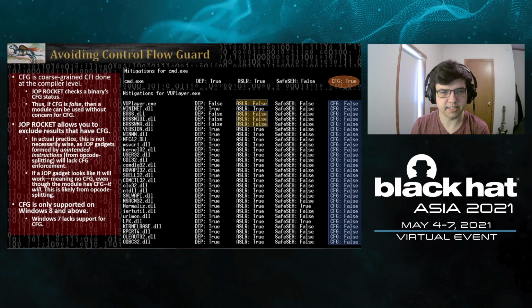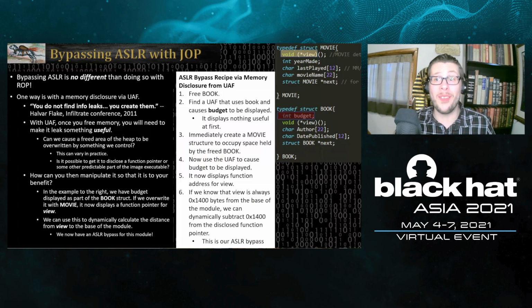At this point, I'm going to pass the presentation back over to Bramwell for one last time. Thank you, Austin. Our next technique is bypassing ASLR with JOP. And let me level with you. It's no different than doing it with ROP.